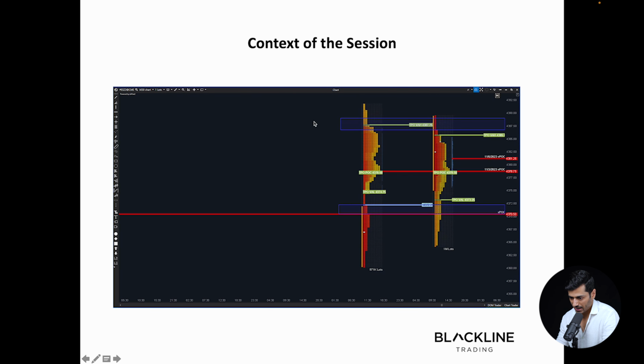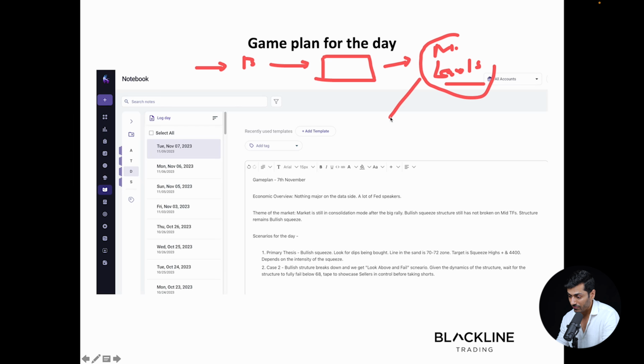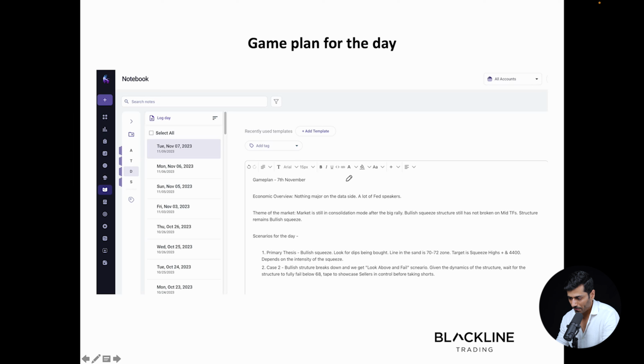So having that in mind, let's translate that into the context of the session and the game plan for the day. Every single day, this is my process: starting from the bigger picture, understanding what is driving the market, what is the theme of the market, looking at the market generated information and the technical levels, which are the levels of interest for participants, and from that, driving the game plan. So looking at the session, this was my game plan.